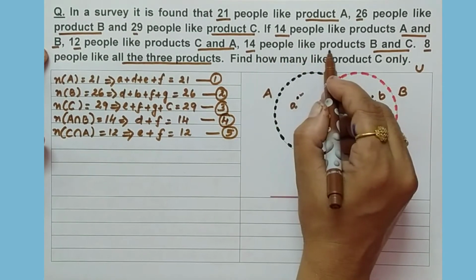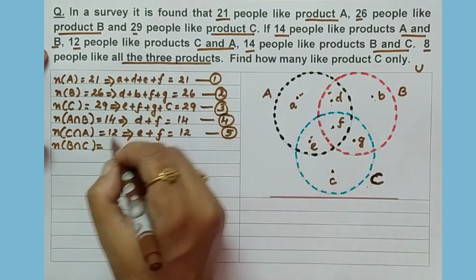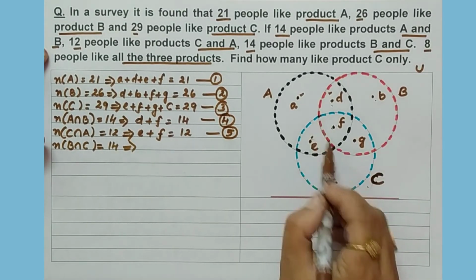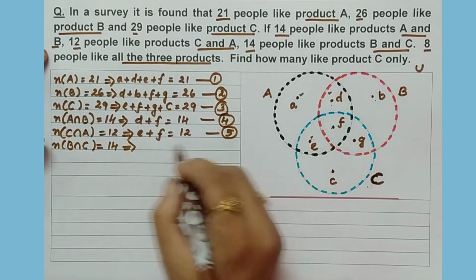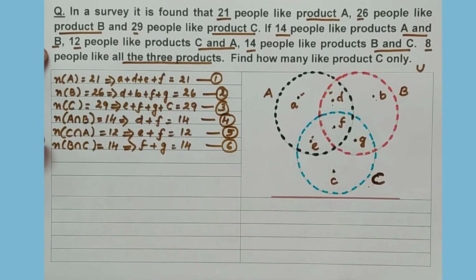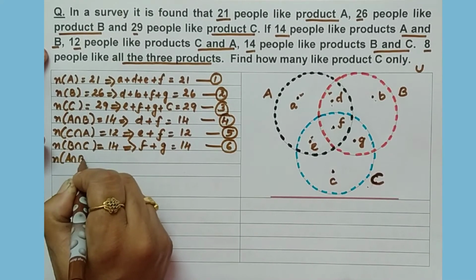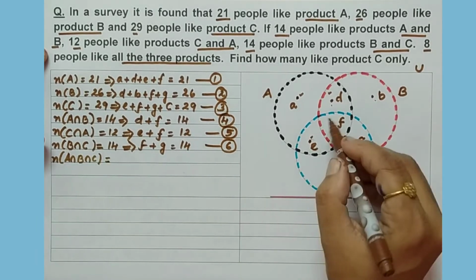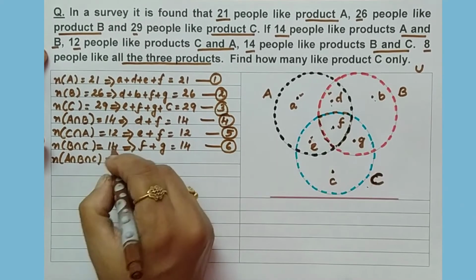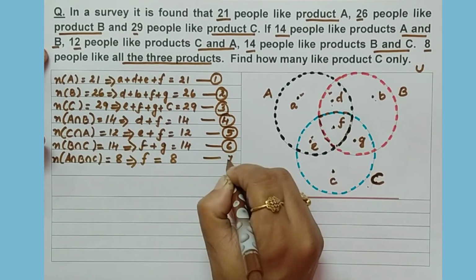Now 14 people like products B and C. Number of elements in B intersection C is given as 14. B and C represent the red and the blue circles. Which are the elements enclosed in the red circle as well as in the blue circle? The elements are F and G. So F plus G equal to 14. Take it as equation number 6. Now, next statement is 8 people like all the 3 products. Number of elements in all the 3 products means A intersection B intersection C. Which is the area common for A intersection B intersection C? I already told you that this is the area for A intersection B intersection C, that is given as 8. From this you can say that the only element enclosed in it is F. F equal to 8. Mark it as equation number 7.